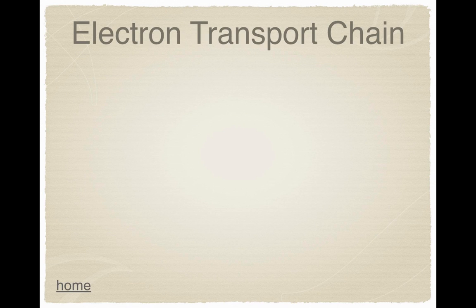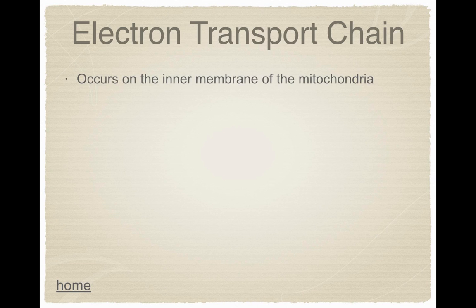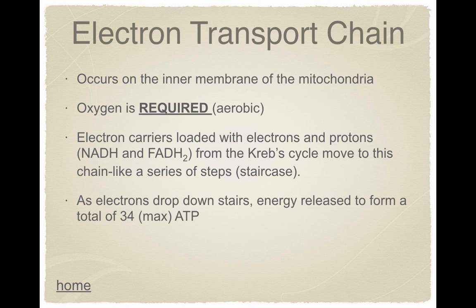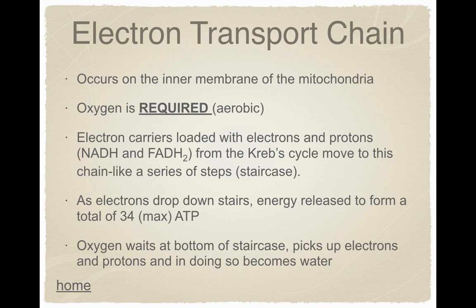All right, then it moves into the electron transport chain. It occurs in the inner membrane of the mitochondria. Oxygen is required, so it is aerobic. Electron carriers that are loaded with electrons and protons, NADH and FADH2 from the Krebs cycle, move to this chain-like series of steps. It's called a staircase. As electrons drop down the stairs, energy is released each time to form a total of around 34, 36, I think 34 max ATP. Yeah, 34 max ATP. Oxygen waits at the bottom of the staircase and picks up electrons and protons, and so water forms through this process.